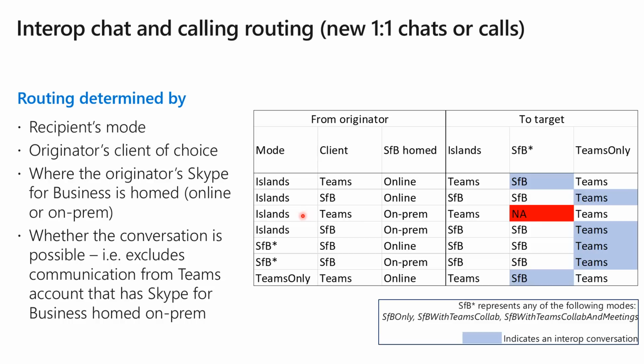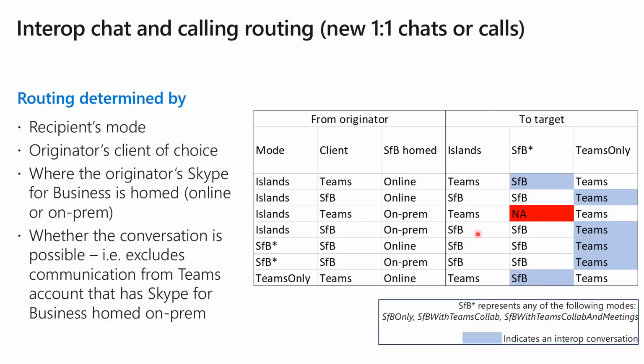If user A is in islands, using their Teams client, and user A's Skype for Business account is on premises, they will not be able to talk to a user that is in the SfB star modes because we don't have the ability to utilize the gateway. Outside of that, islands, Teams lands in Teams, Skype lands in Skype. Same thing if their account is on premises, Teams lands in Teams, Skype for Business lands in Skype for Business. Right? That's the definition of islands.